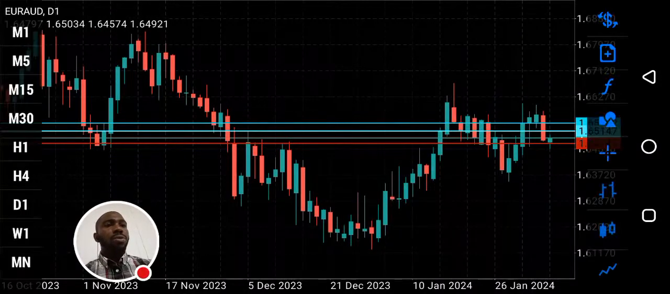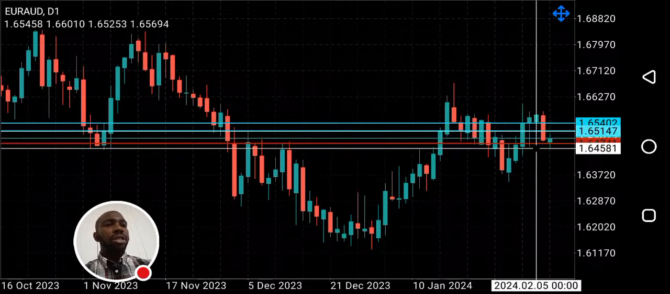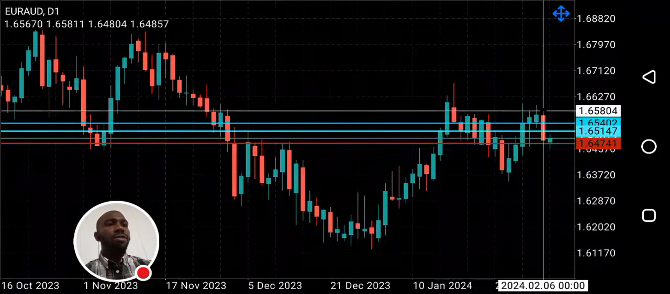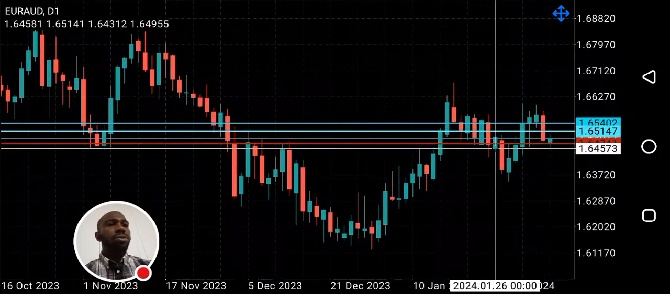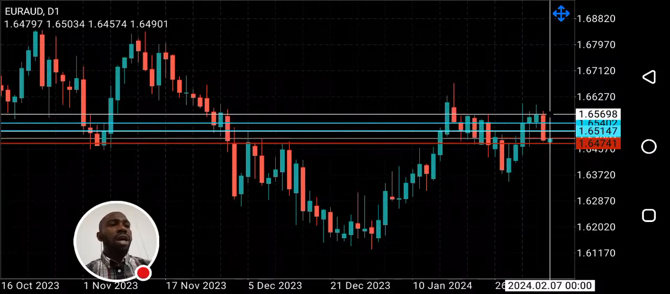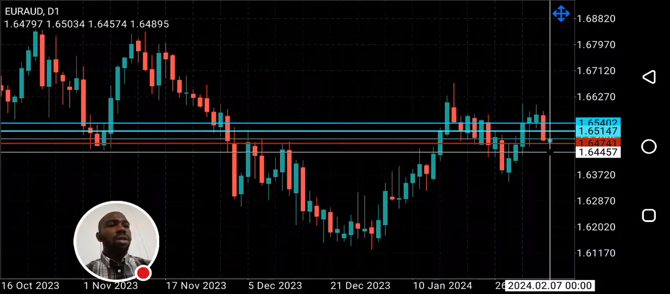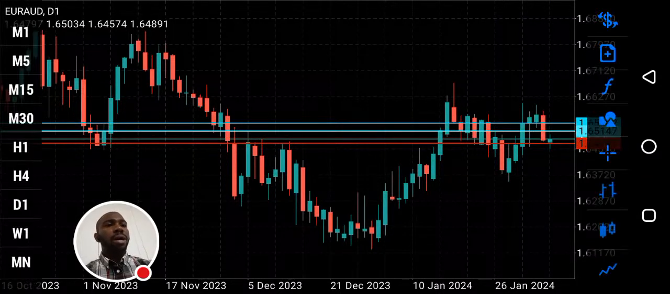You can see what we had on the daily. Yesterday's candle closed strongly bearish. This looks like an engulfing pattern. It engulfed this previous bullish candle, which looks like a spinning top. The next candle still closed bearish. That's a confirmation that there are sellers in the market, that sellers are willing to sell Euro Australian dollar.